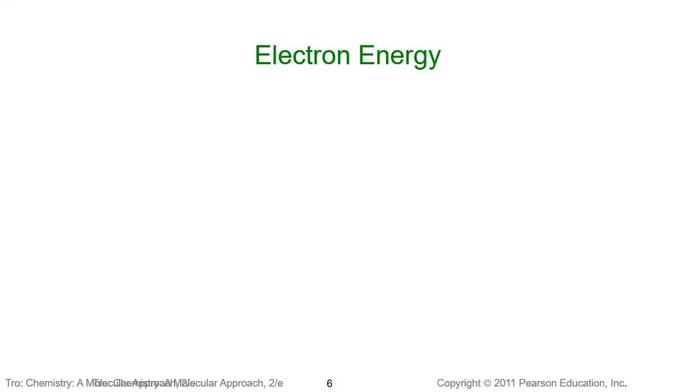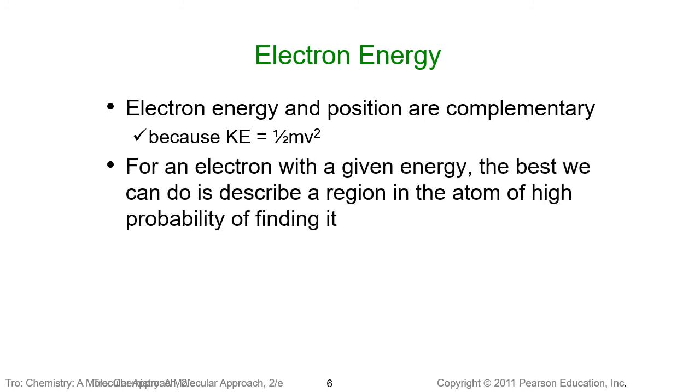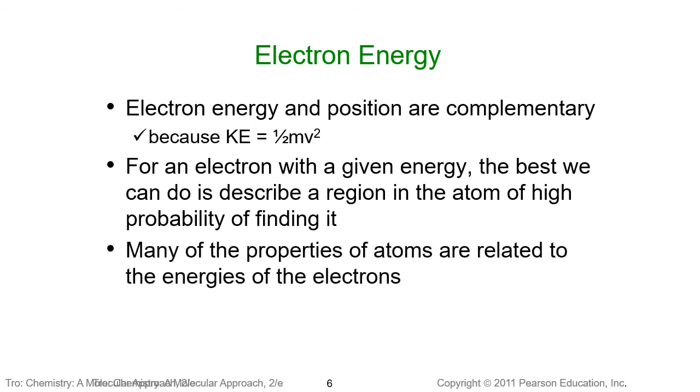Not only are the wave properties and particle properties complementary, but also the energy of the electron and its position, these are complementary properties as well. So the more we know about the energy, the less we know about the exact position of the electron in the atom. So the best that we can do is describe a highly probable region of finding the electron. And we can do this through solving the Schrödinger equation.